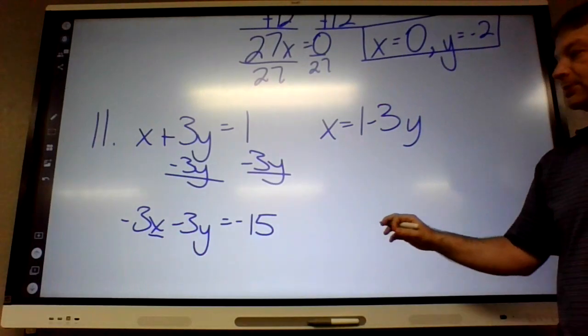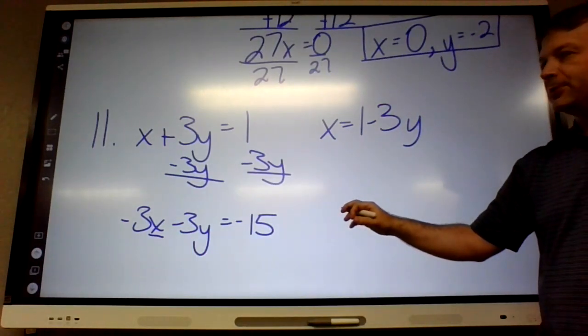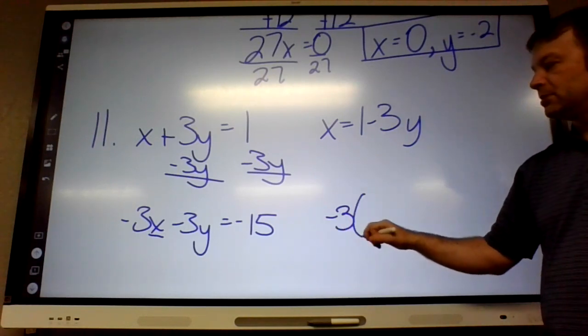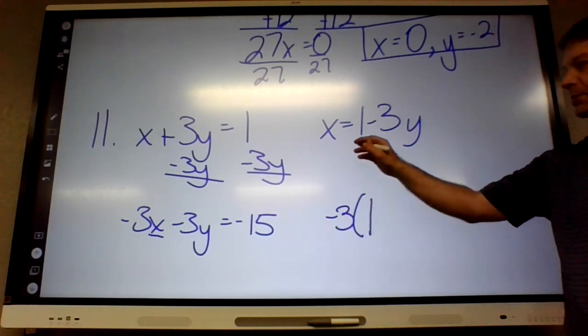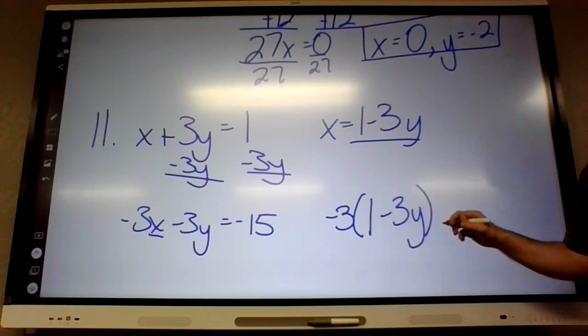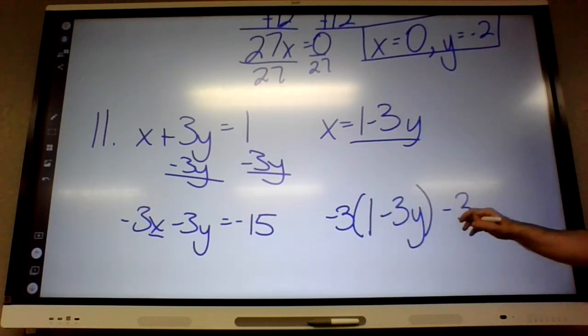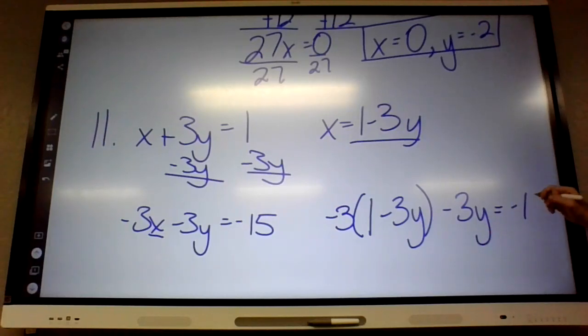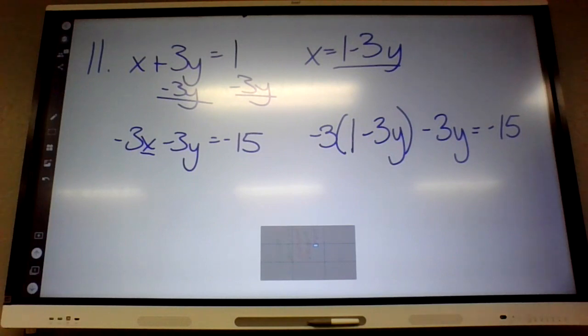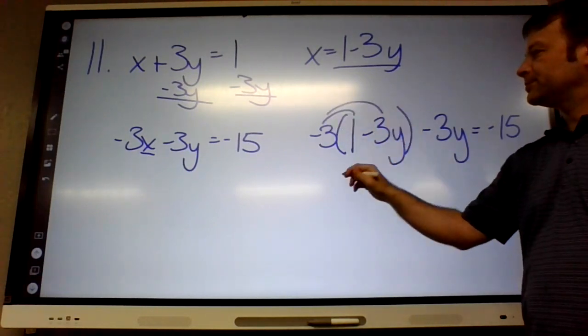So Caden, what will the equation become at the bottom? It's negative 3 and then the parentheses, x equals 1 minus 3y, and then parentheses and then minus 3y equals negative 15. Yeah, and you just kind of solve it. Distribute.